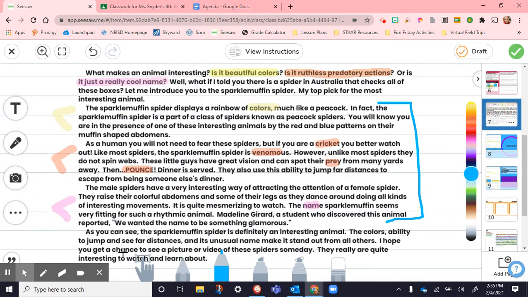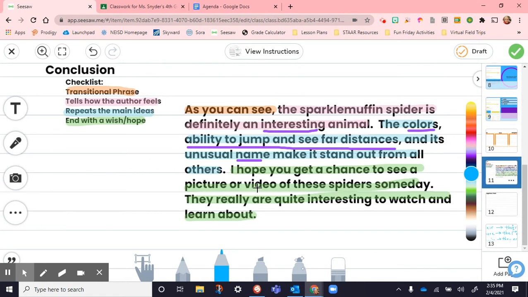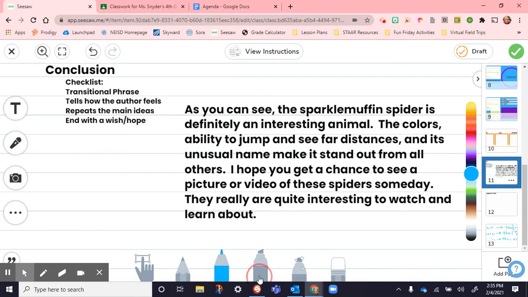All right, then we came down here. Today we worked on the conclusion. So I took off that conclusion, I dragged it, I put it here. And we talked about these things. We already saw this. All right, so we talked about this checklist here. So the first thing in the checklist is you want to make sure you have that transitional phrase. So I have, as you can see, comma.